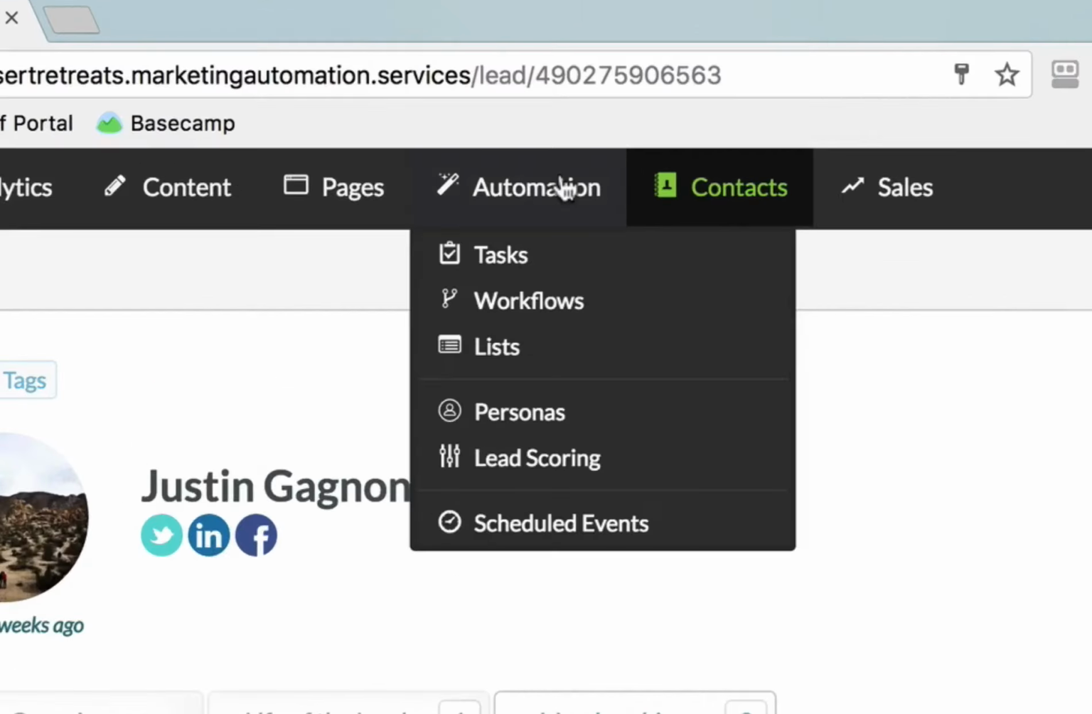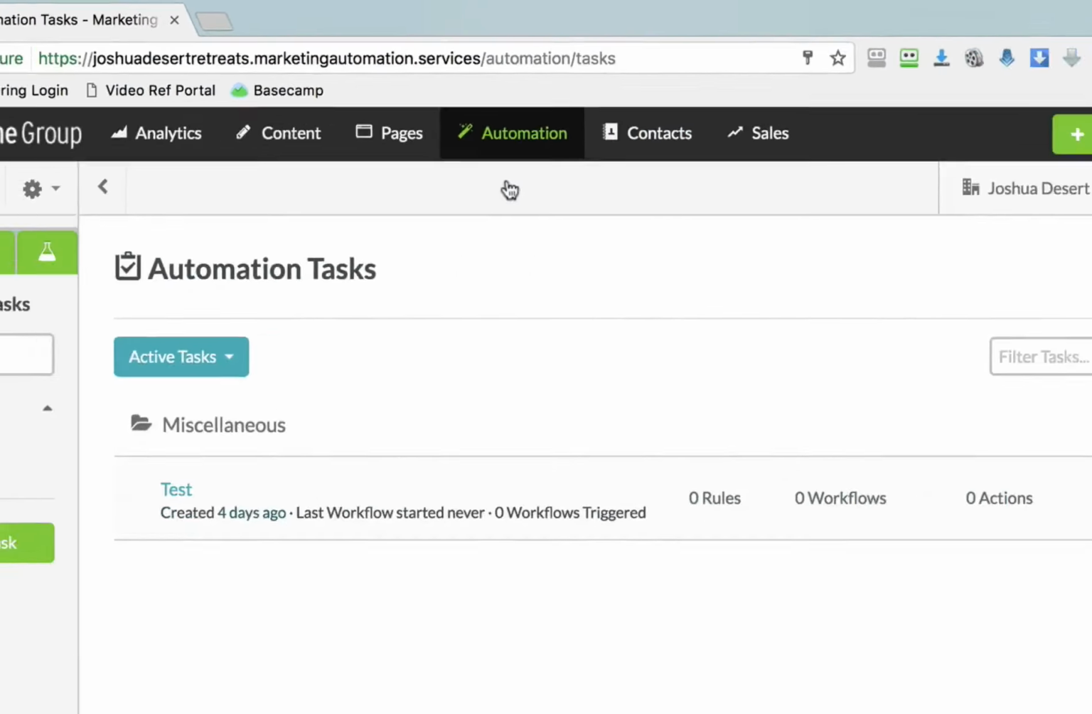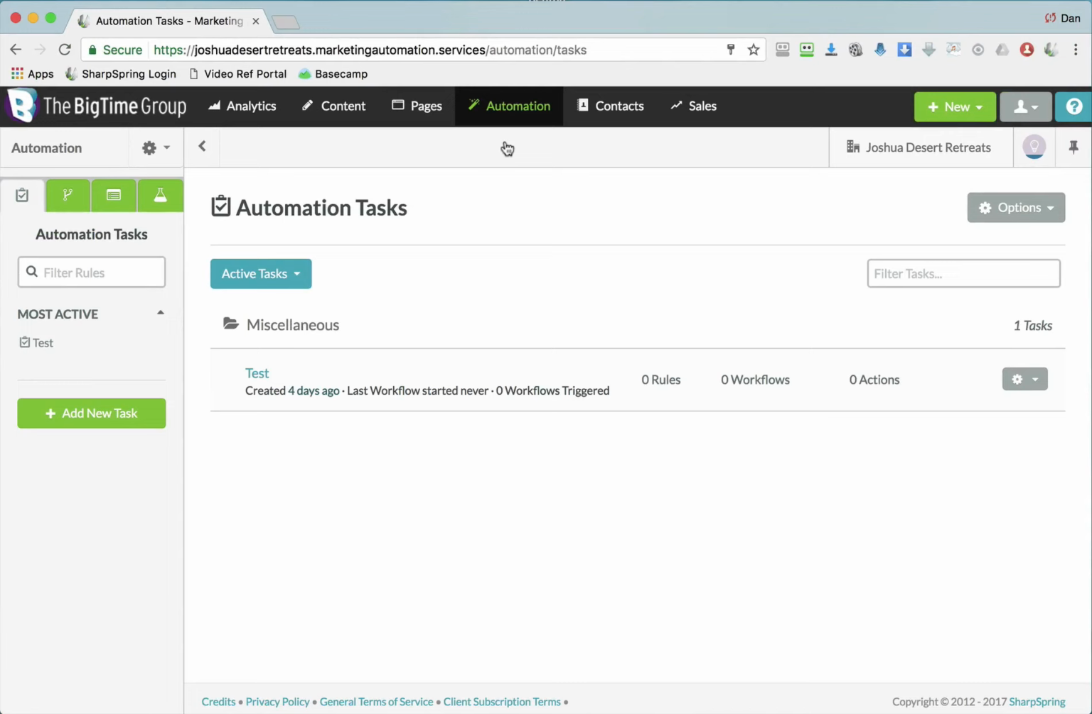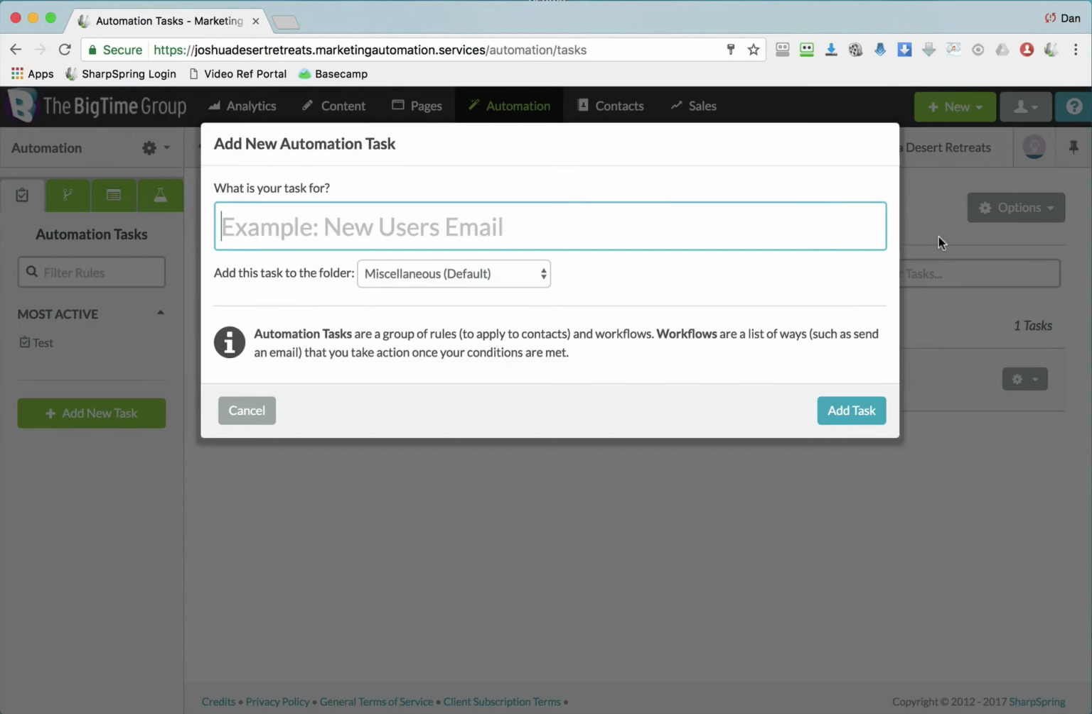Let's go to automation. We're going to go to the automation tab and drag down to tasks. So a task is an action that someone takes which triggers a workflow. When someone opens an email and clicks on a link that says learn more, that's a trigger. Now a series of events is going to happen. Rather than explain it, let me show you how this works. We go to Options, New Task, and we'll name the task. Since there's already a test, we'll call this one Test 2.